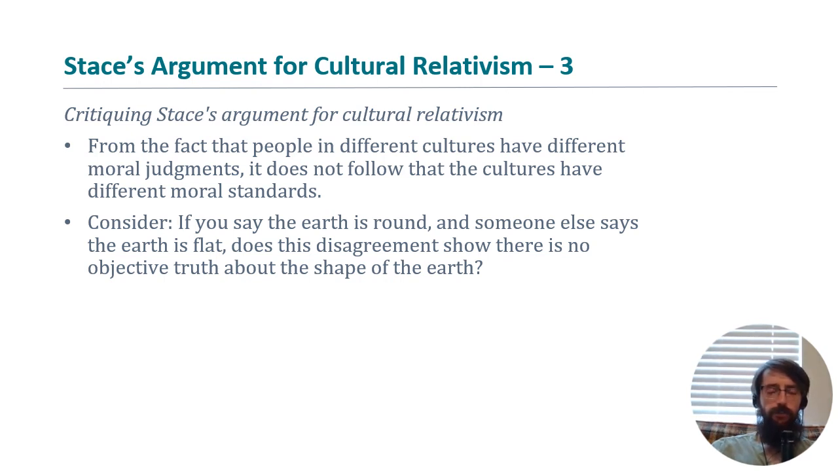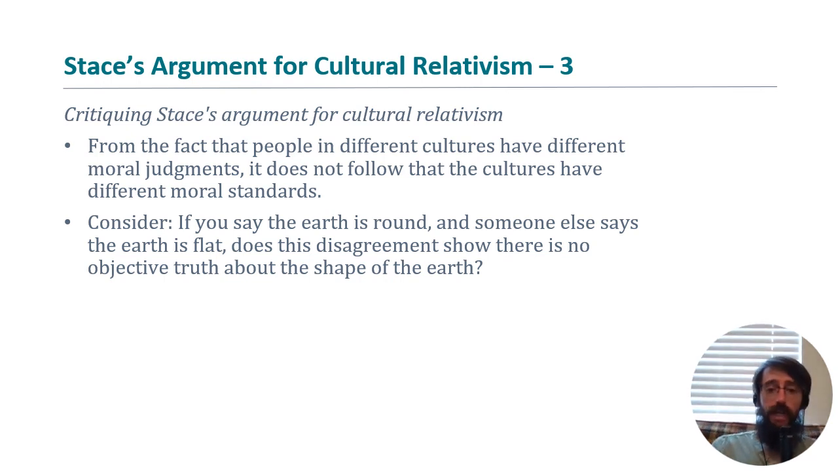Another problem for the argument is that it seems to rest on a mistaken logical principle, namely the principle that if people disagree about what's true, therefore there can be no fact of the matter concerning whether that thing is actually true. The idea behind the argument we just saw in the last slide is that since people disagree about right and wrong, therefore there's no objective fact of the matter regarding what's right and what's wrong, and right and wrong are just relative to cultural preference.